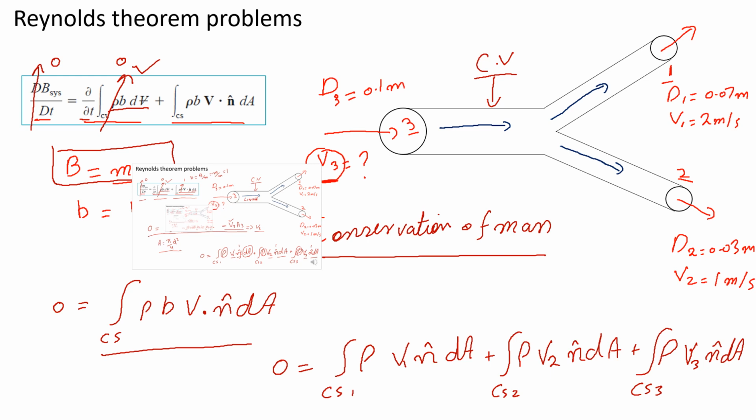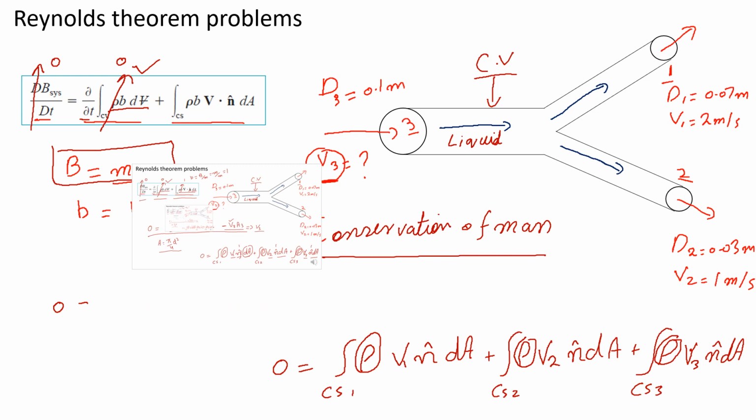I'm talking about a liquid here. Inside this control volume is a liquid, so its density will remain the same, so we can neglect these density terms from my equation. So I will leave these terms out, and now I'm going to write another equation with the help of which I'm going to solve this problem.